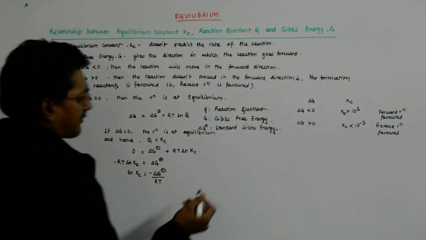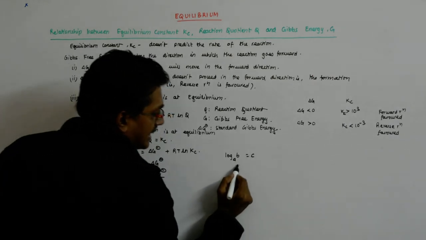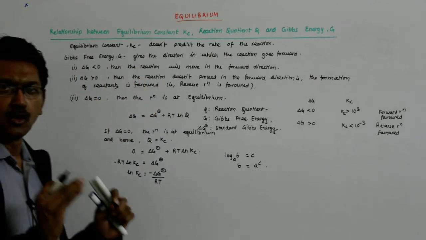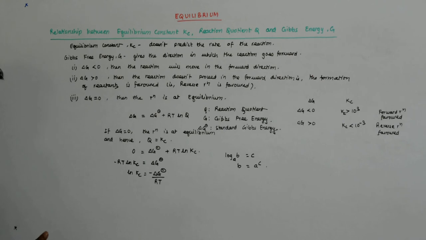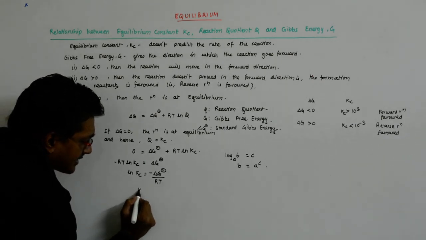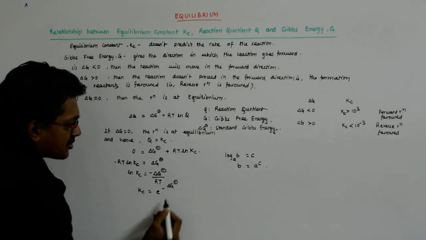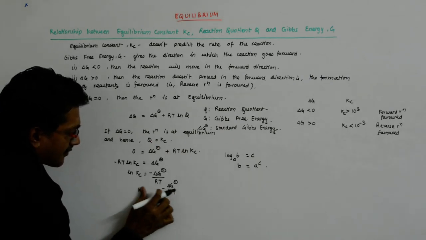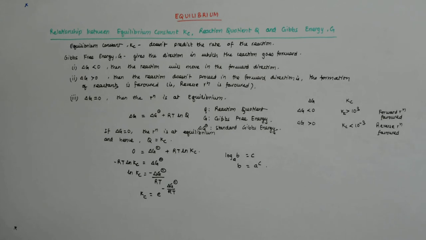And we know the property of the log. If log B base A is equal to C, then B is equal to A to the power C. This is the most fundamental definition of log. So Kc is equal to e to the power minus delta G naught upon RT.